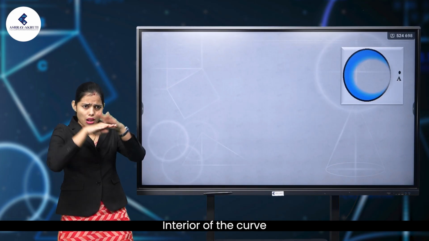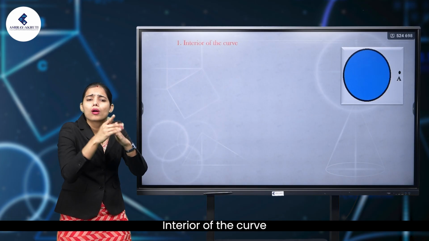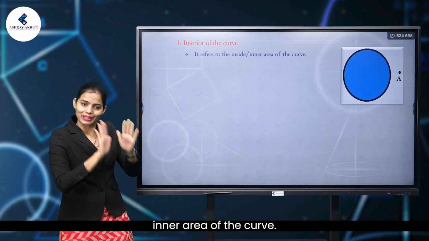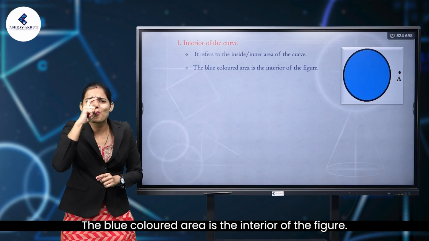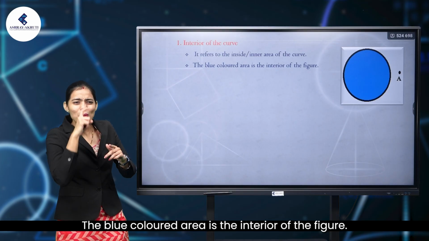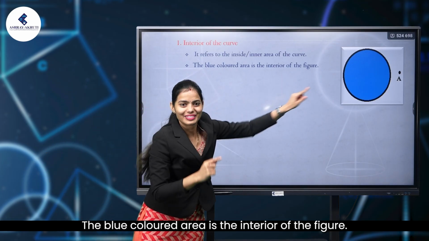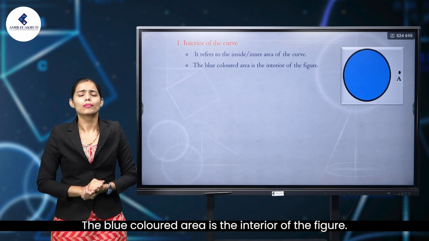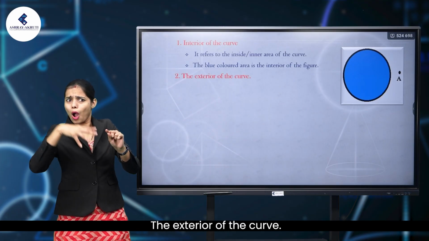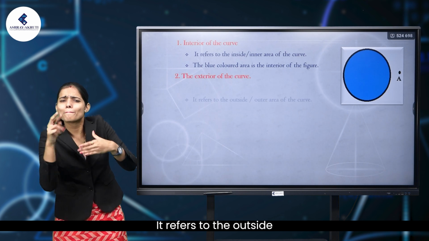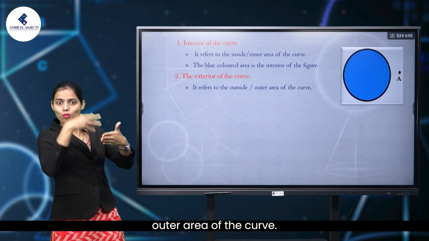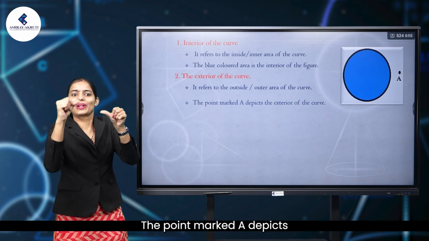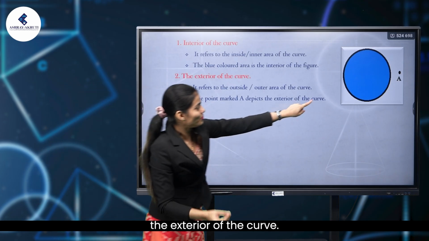Interior of the curve. It refers to the inside, inner area of the curve. The blue colored area is the interior of the figure. The exterior of the curve. It refers to the outside, outer area of the curve. The point marked A depicts the exterior of the curve.